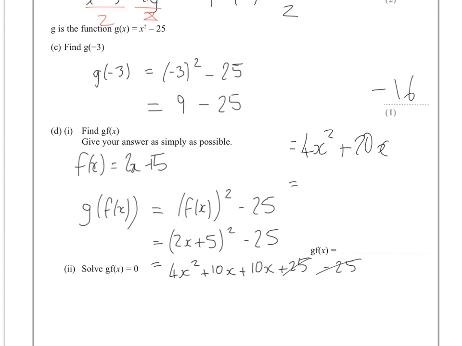Now, I want to leave it in its simplest form, so I need to take out a common factor and factorize. Common to both the numbers is a 4. I've also got an x common to both terms. 4x times x gives me 4x squared. 4x times 5 gives me 20x. So my final answer, 4x brackets x plus 5.